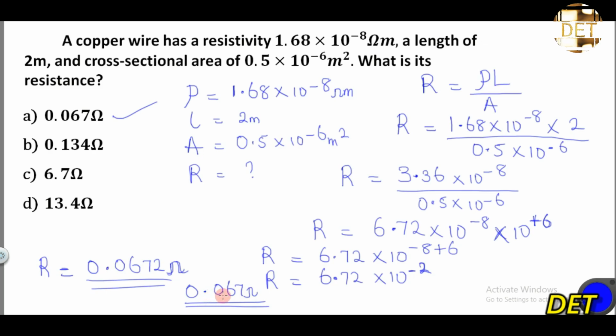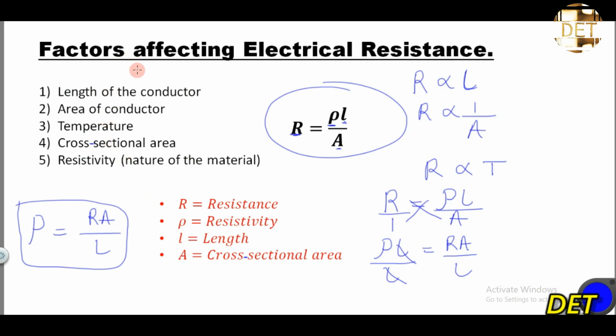All right. So with this, we come to the end of this lesson. So just a quick recap. We've looked at the factors affecting electrical resistance, right? And we said that the main factors that affect resistance of a conductor are the length of the conductor, the area of the conductor, the temperature, and the resistivity, which depends on the nature of the material, right? And we looked at the formula that connects these parameters, that resistance is equal to resistivity times length all over area. When we make resistivity the subject of the formula, resistivity will be equal to resistance times area all over length.